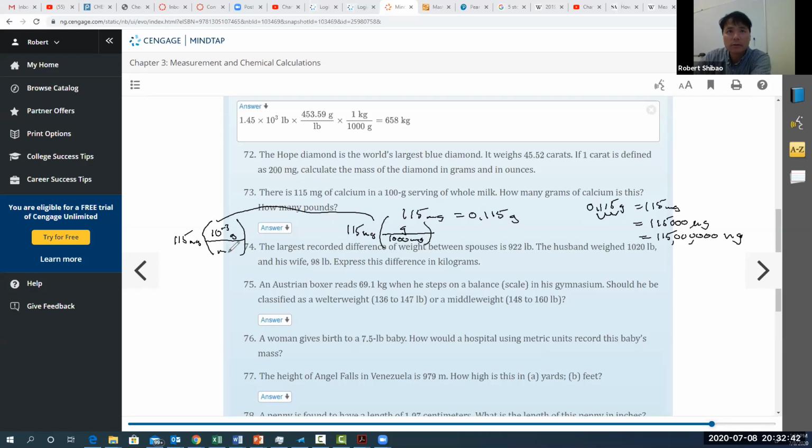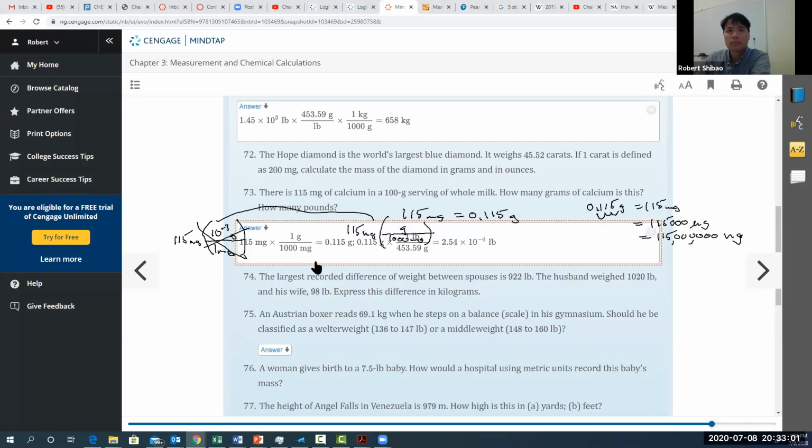So 1 milligram is 10 to the minus 3 grams. I don't do it this way. I do it this way. So I stick with it. Let's see what the book did. The book did it the way I do it. Convert it to grams, and then we can go grams to pounds.